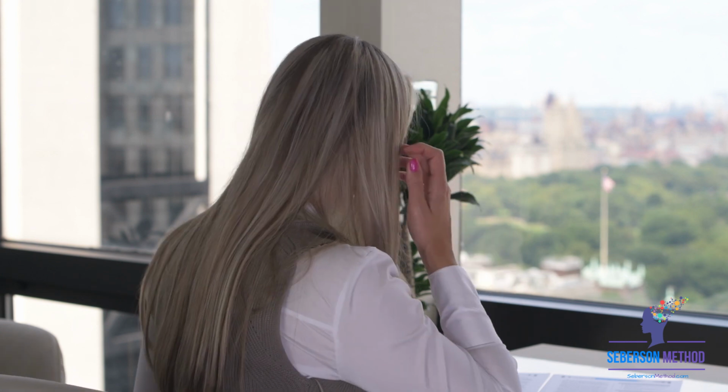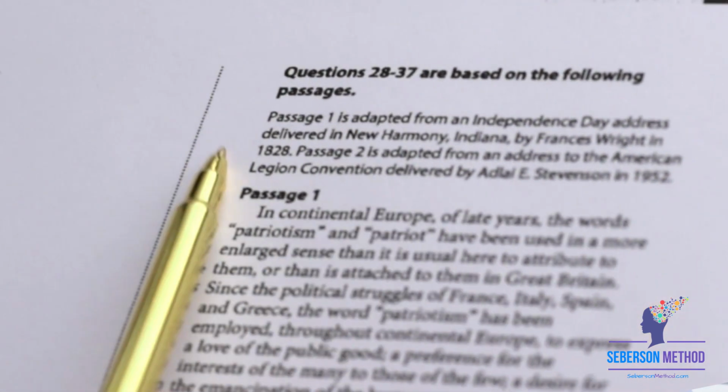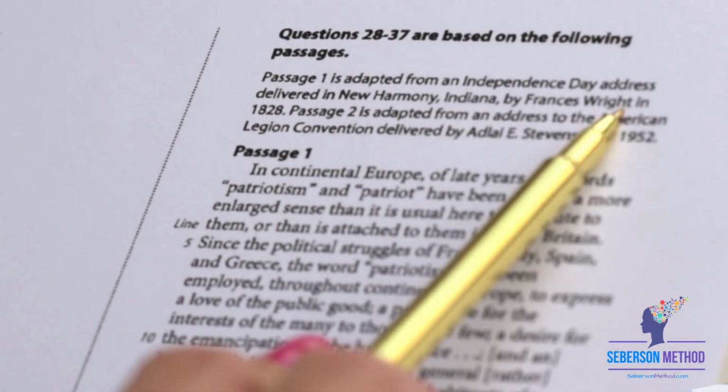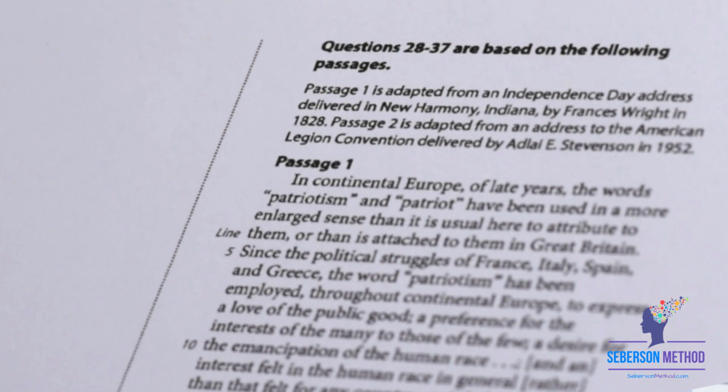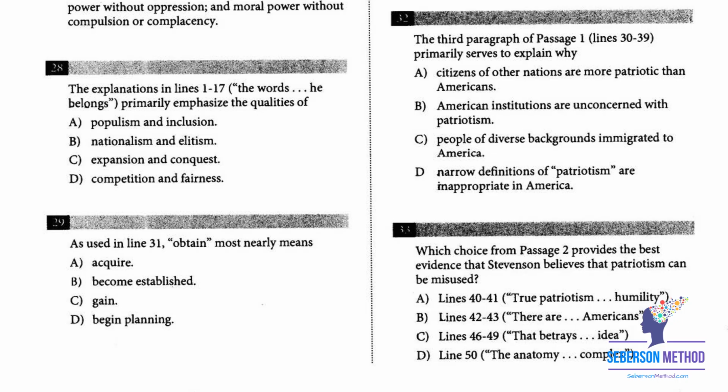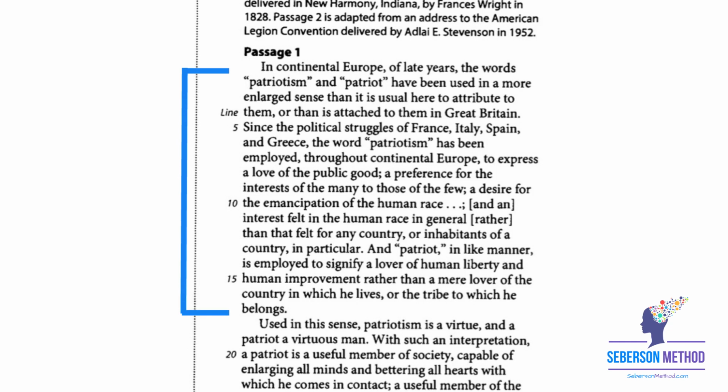So let's do this. The first thing I'm going to do is read the blurb, and read the questions that pertain to the very first passage. Only the first passage. I'm not concerned with the second passage yet. So we begin: passage 1 is adapted from an Independence Day address delivered in New Harmony, Indiana by Frances Wright. Okay, what are we being asked? Question 28, the explanation in lines 1 to 17 primarily emphasizes the qualities. So from here to here, I'm going to have a question. It's going to be question 28.